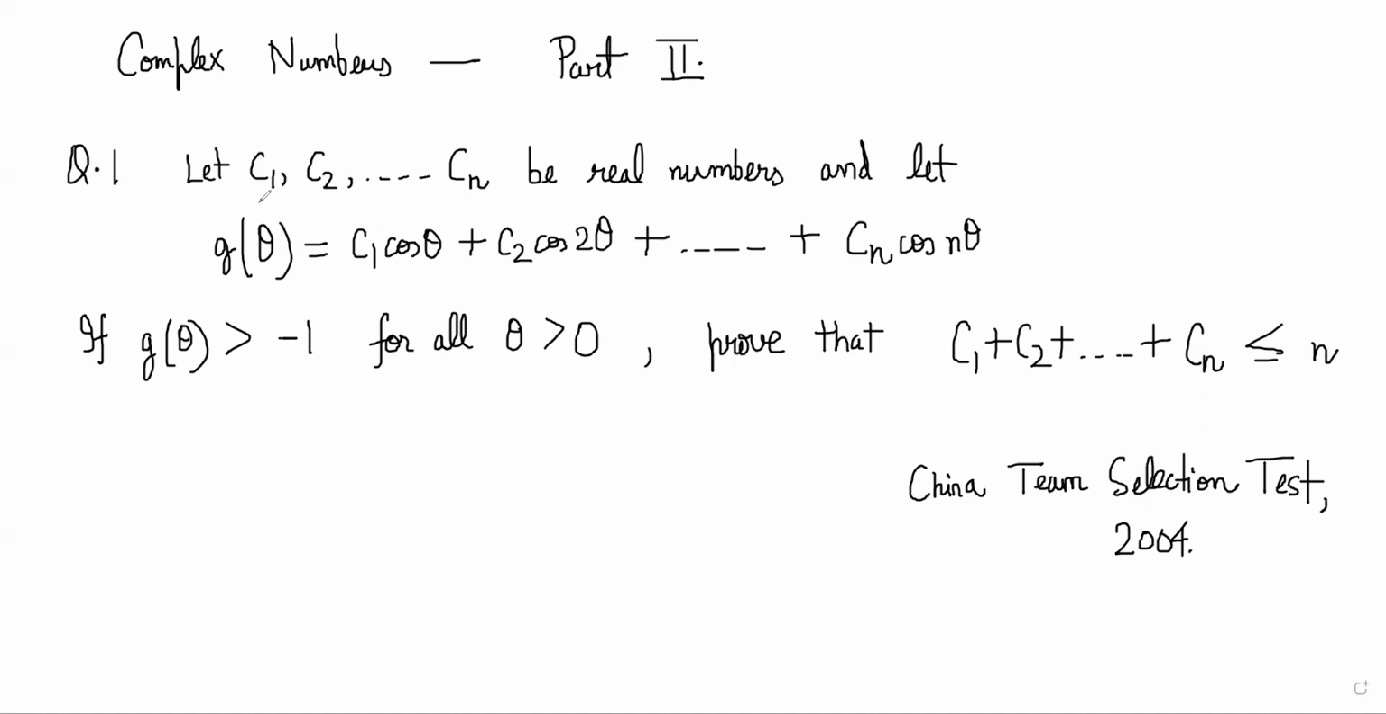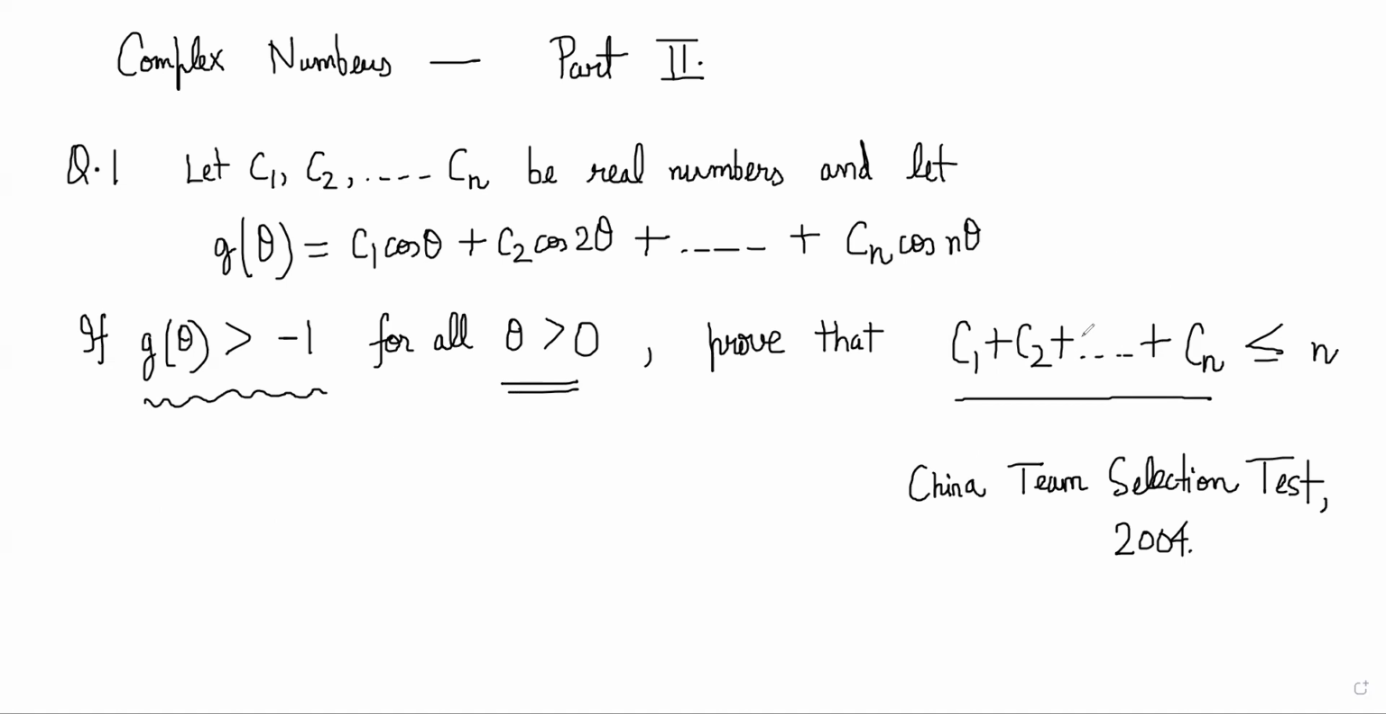It says let C1, C2 to Cn be real numbers and let g of theta be C1 cos theta plus C2 cos 2 theta and so on, Cn cos n theta. Now, the question is saying that if g of theta is greater than -1 for all positive theta, we have to prove that C1 plus C2 plus Cn is less than or equal to n. So this is the condition of the problem. G of theta is greater than -1 for all positive theta. And then we have to prove this statement.